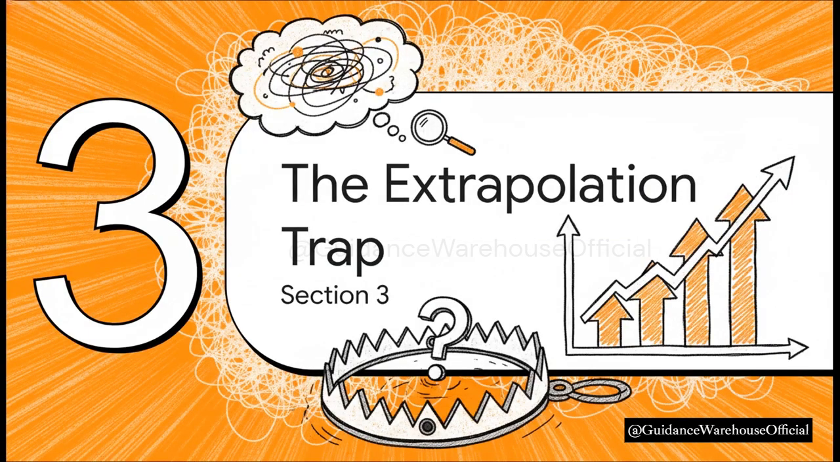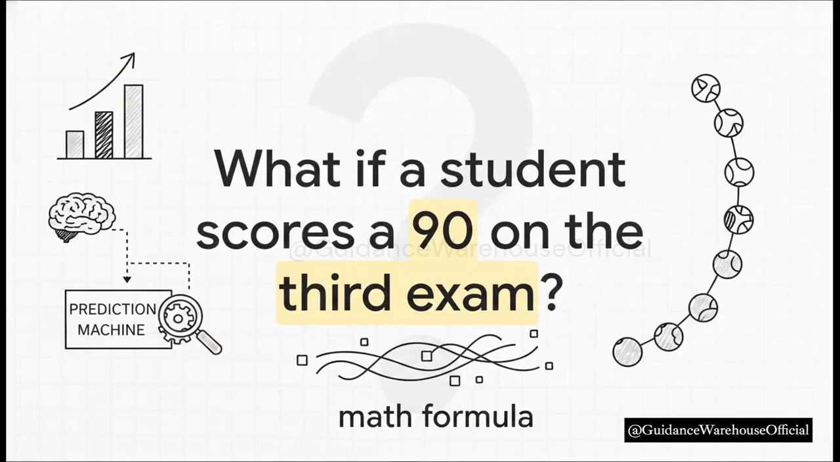Section 3. The extrapolation trap. But wait, this is important. We actually haven't solved our main mystery yet. How in the world did we get a score of 261 on a 200-point test? Well, it's time to trigger the trap. Let me ask you this. What if a really high-performing student comes along and they totally crush it with a 90 on their third exam?